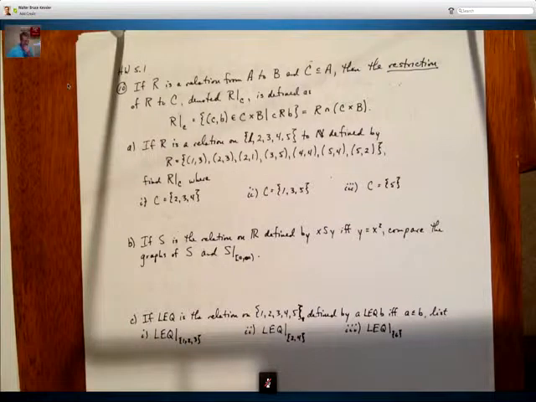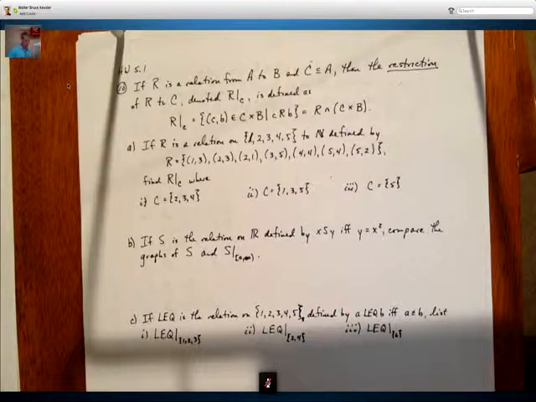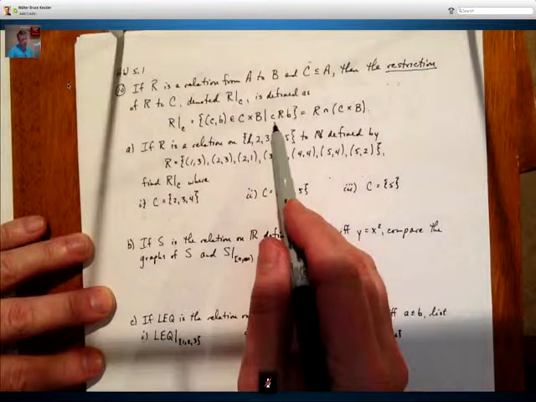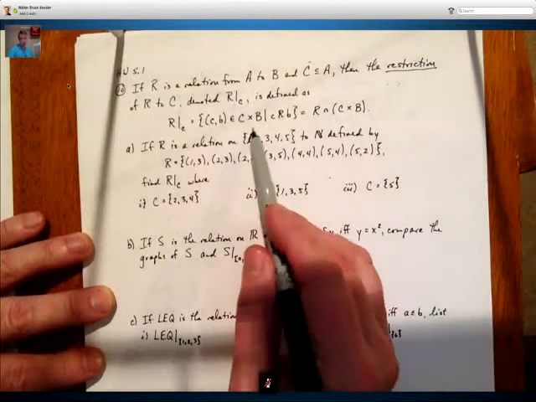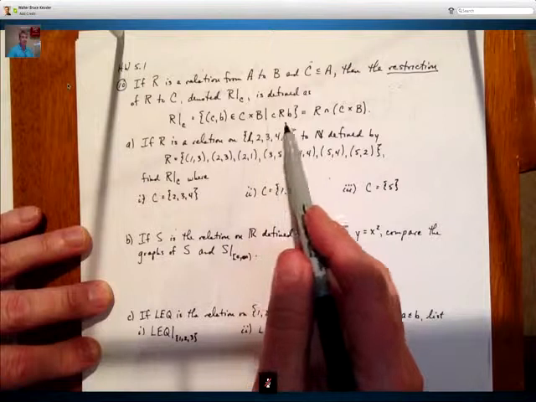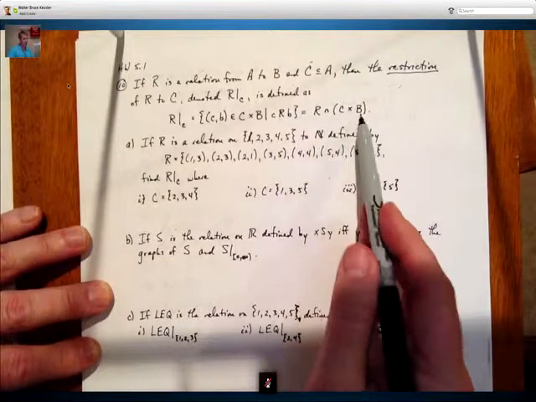Problem 10 is talking about the restriction of a relation to a subset of the domain space of the first space. I shouldn't call it domain. But all you do is you take things that are in the cross product of the subset and your second set that are actually related. So it's actually the intersection of your relation with C cross B.